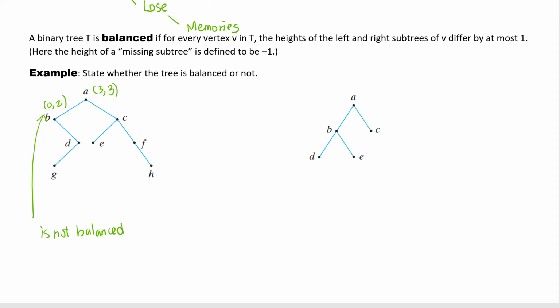Even though we have already figured out it's not balanced, let's go ahead and find the height of left and right subtrees for each vertex. So D on the left we have 1, on the right we have 0. So far so good. And then C, the left we have 1, the right we have 2, and F, the left we have 0, the right we have 1. And then for the terminal vertices, because it's a missing subtree, we define it to be -1. So far so good, everybody.